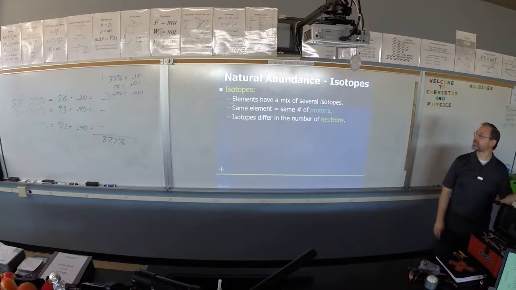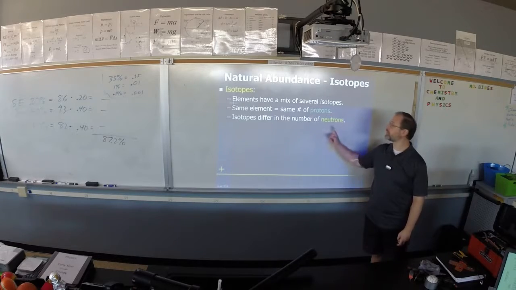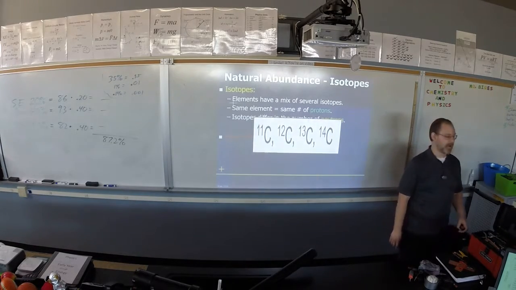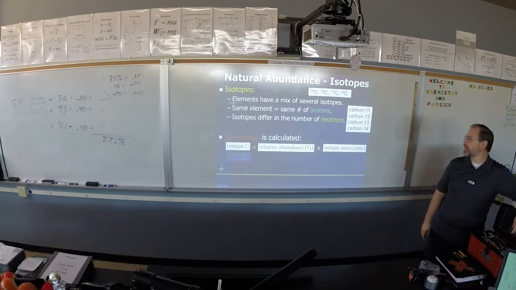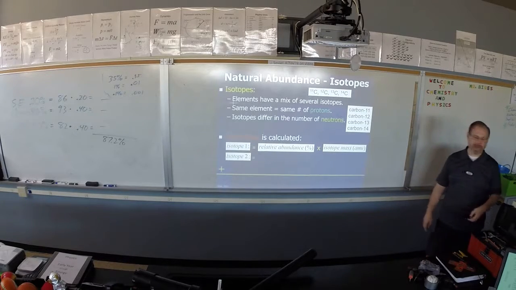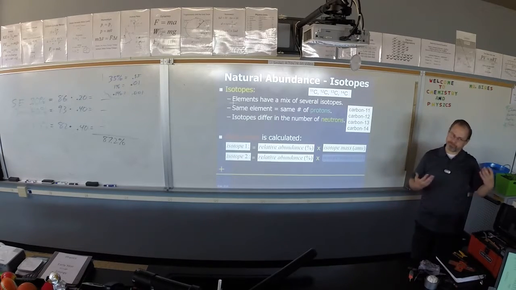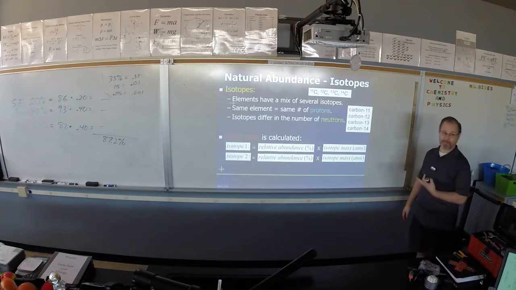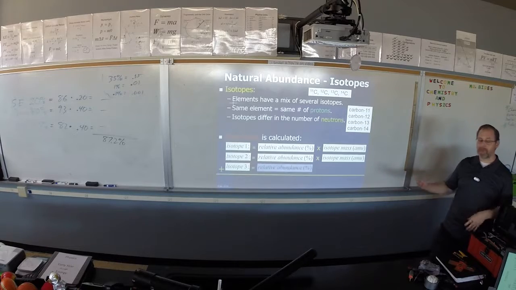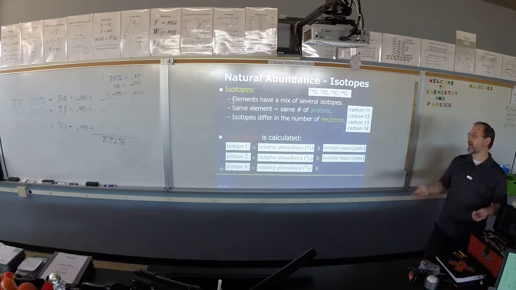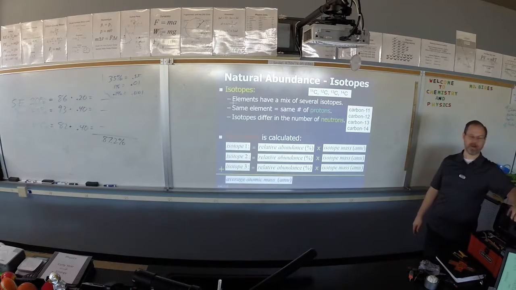Okay, so let's calculate them. Elements have a mix of several isotopes. Same element, remember, same number of protons, isotopes differ in neutrons. You probably already figured it out, but if you like to see things on the screen, you take the isotope mass multiplied by relative abundance, isotope mass multiplied by relative abundance, and so on, and then you add those chunks up, just like you did with the grades. You add all the pieces together, and you'll have the average atomic mass of that element.